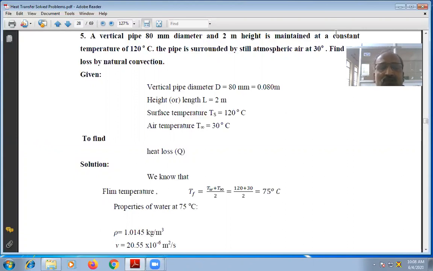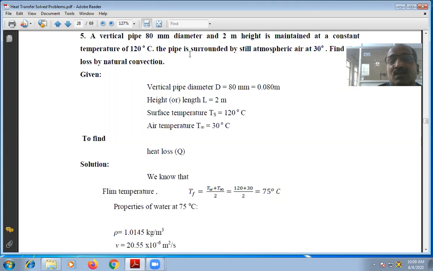Okay. So here is one problem we have taken: a vertical pipe of 80 millimeter diameter. Just follow my cursor. A vertical pipe of 80 millimeter diameter and 2 meter height is maintained at a constant temperature of 120 degrees centigrade. You might do it in a laboratory also. Again, I will repeat: a vertical pipe of 80 millimeter diameter and 2 meter height is maintained at a constant temperature of 120 degrees centigrade.